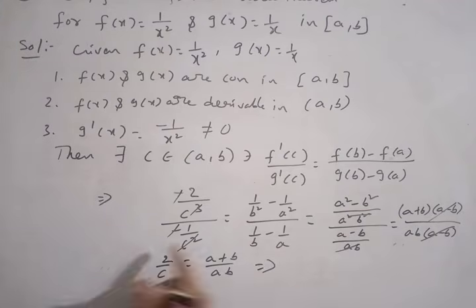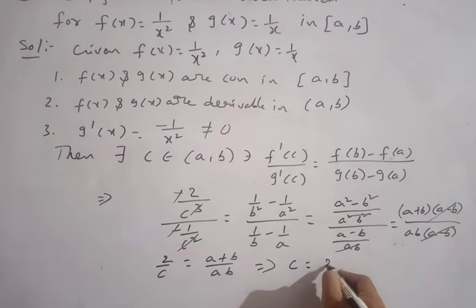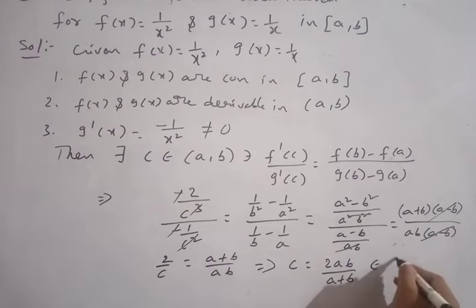This implies 2 c is equal to what? 2ab by a plus b. c is equal to 2ab by a plus b, which belongs to a comma b. Cross multiply 2ab and this one c will go this side. That's it. Understand? Simple problem it is. Very, very important: Rolle's theorem, Lagrange's mean value theorem and Cauchy's mean value theorem. Okay. We'll solve another problem.